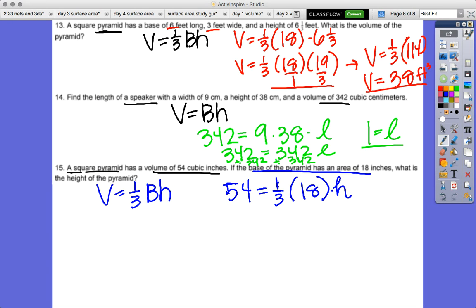So what I'm going to do first is say 1/3 times 18. Multiplying by 1/3 is the same as just dividing by 3. So 18 divided by 3 gives me 6 times the height. I divide by 6 on both sides, and I get that 9 is the height of this square pyramid. Good luck on your test.